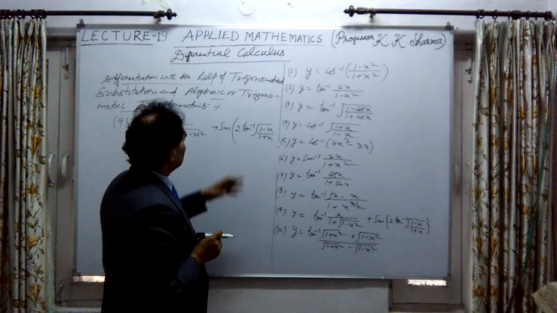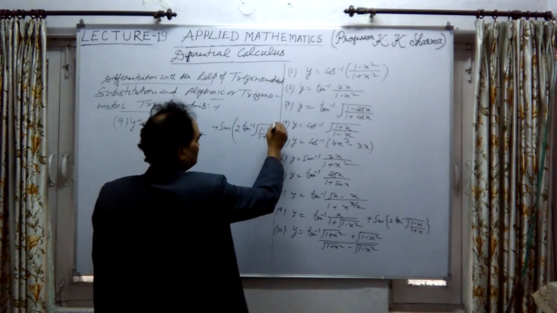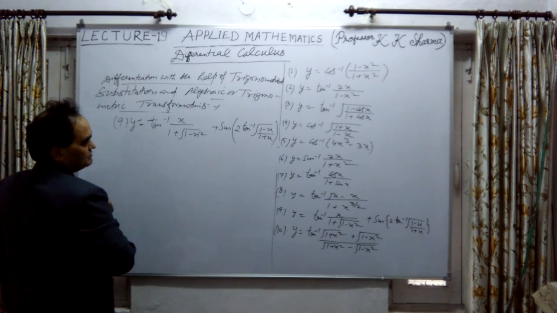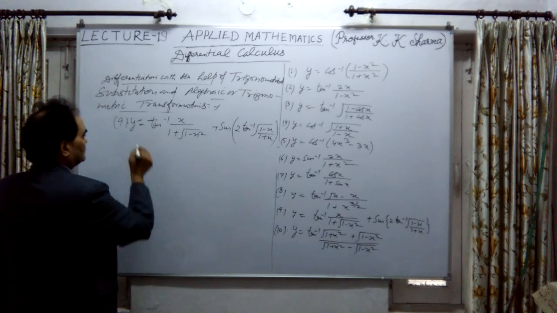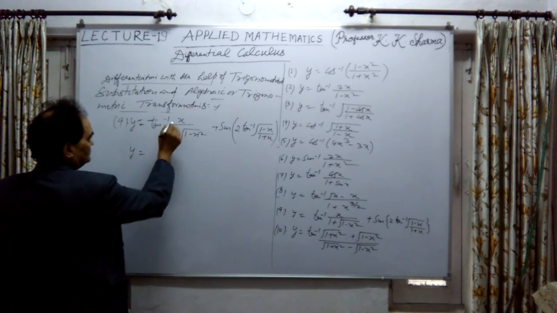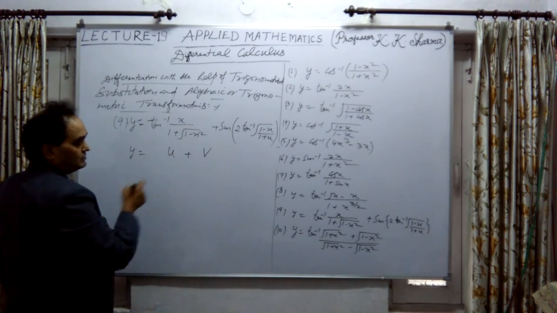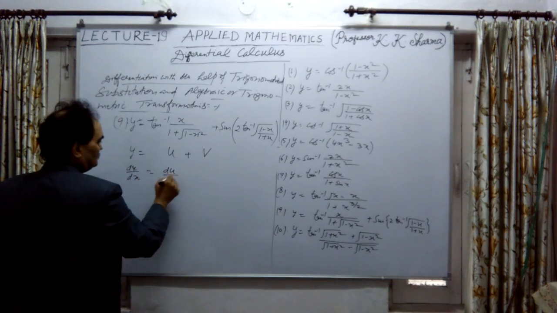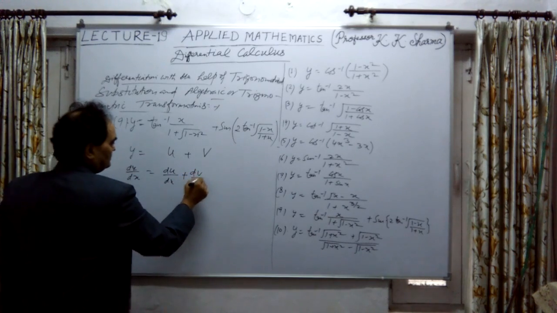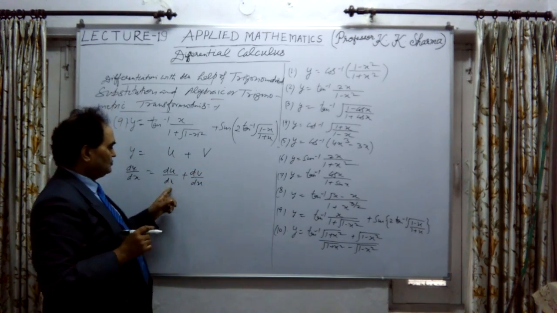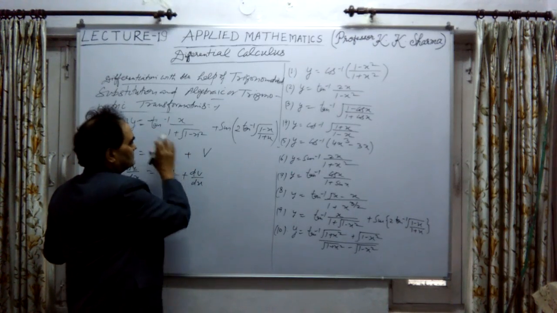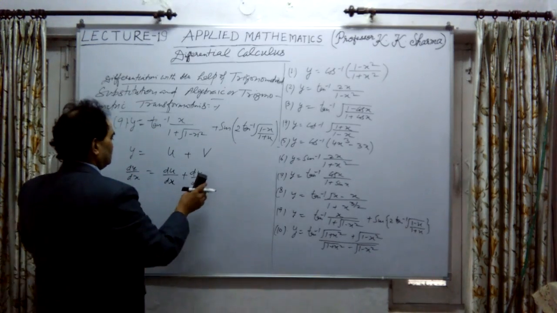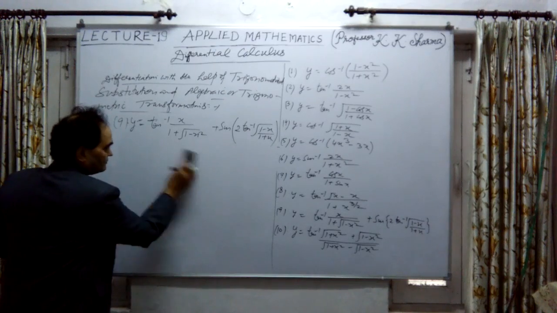Okay, so let me take these 2 parts in 2 different connotations. Okay, I have 2 parts. Let me take y is equal to u plus v, this is u and this is v. We will differentiate these 2 separately. And differentiation of y with respect to x will give us du upon dx plus dv upon dx. Let me take this function as u and v. Instead of solving them separately, then we will add them to find out differentiation of y.